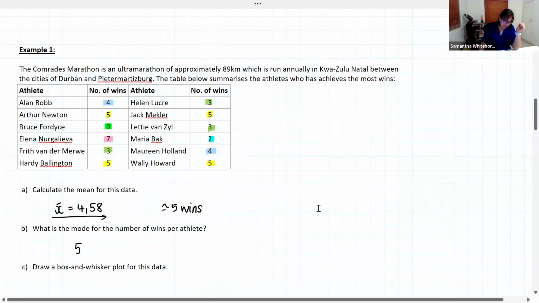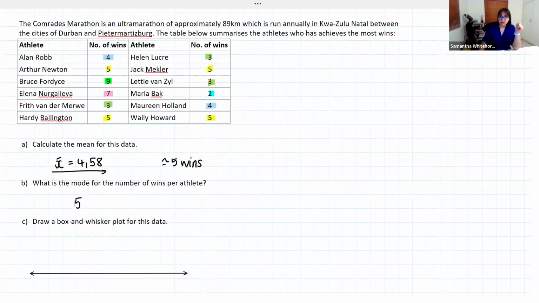Done. Now it's asking me to draw a box and whisker plot for this. Does anyone know what 5 numbers I need to have to draw a box and whisker? You don't have to give me all 5, but can you tell me some of them? Okay, Angie's got a good word there, 5 number summary. So what are those 5 numbers? I see 2, which are great. Nice, guys. Okay, so you need a 5 number summary, basically.